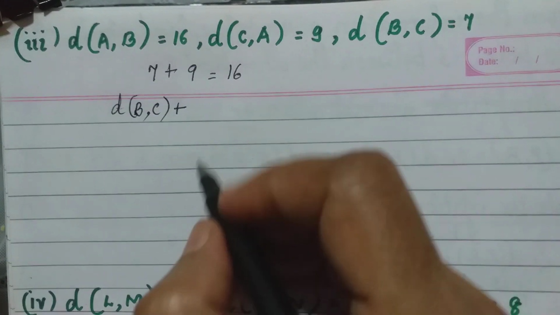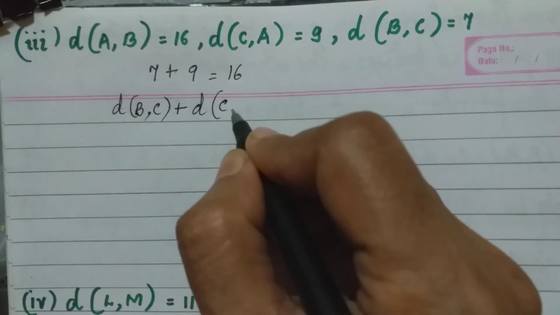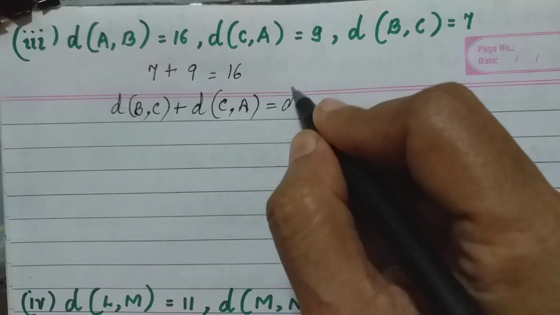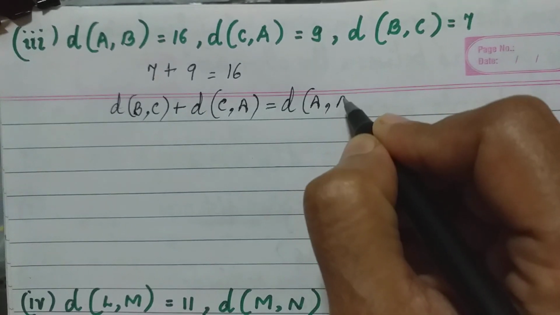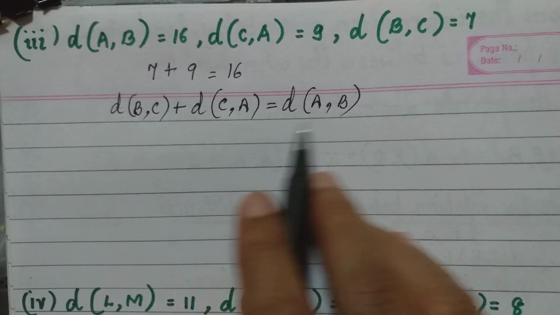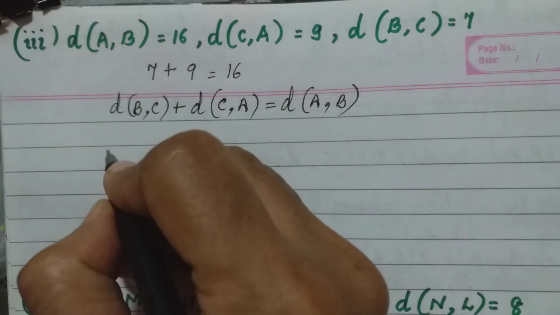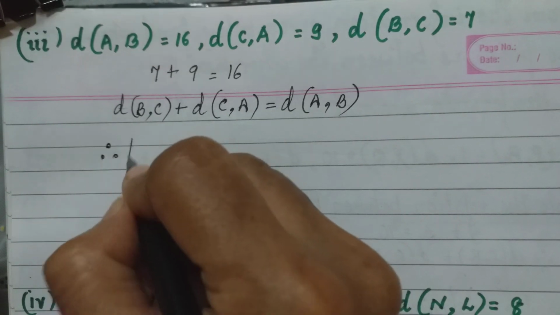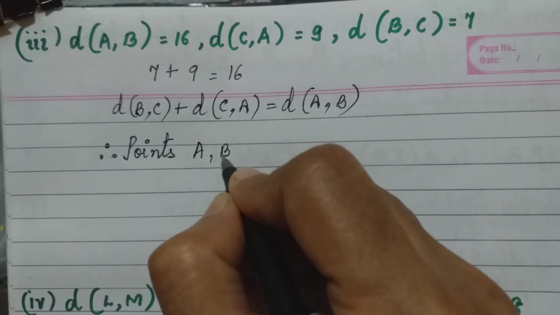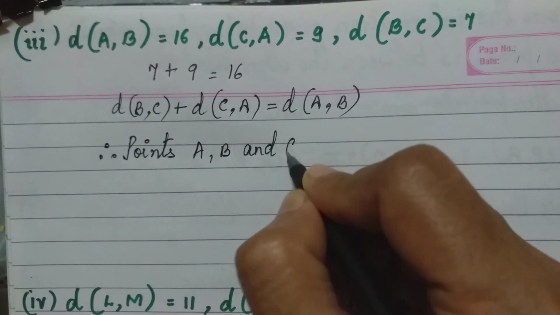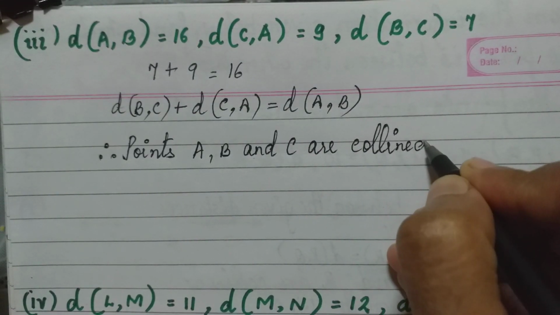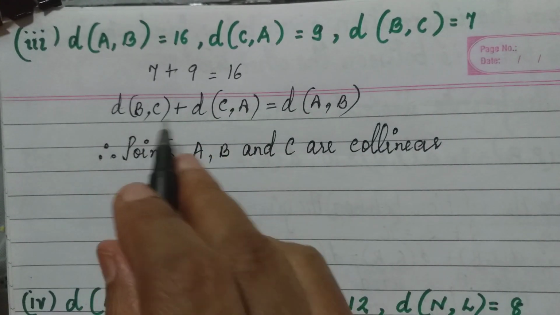What is 9? Distance between the points C and A. What is that equal to? The distance between the points A and B. And suppose we have a relation like this, that the sum of two distances is equal to the third distance, we say therefore points A, B and C are collinear.